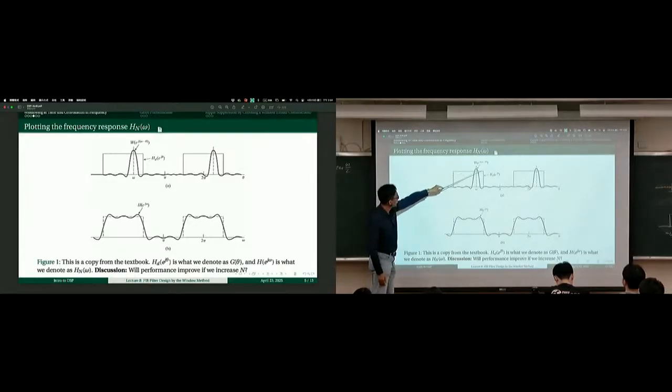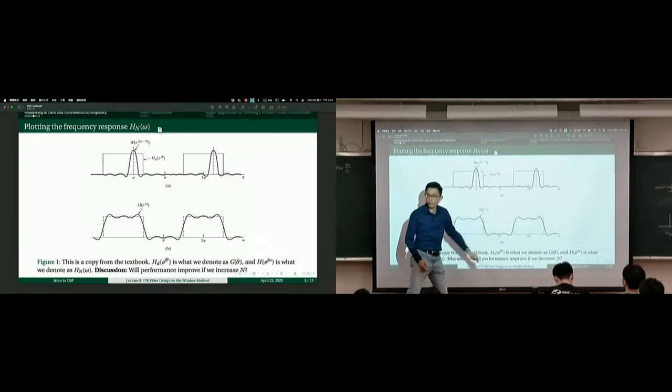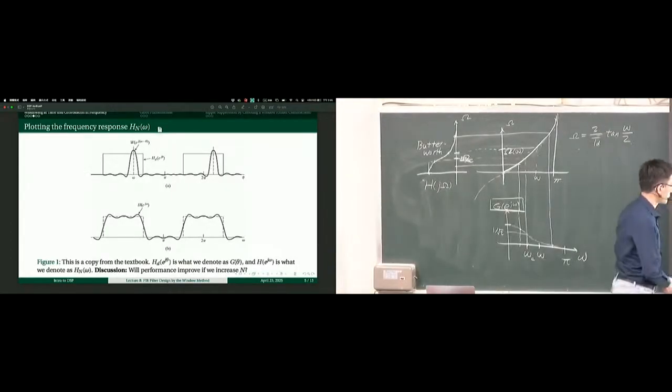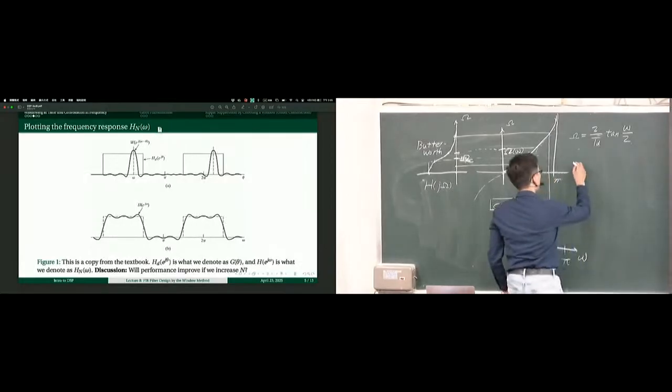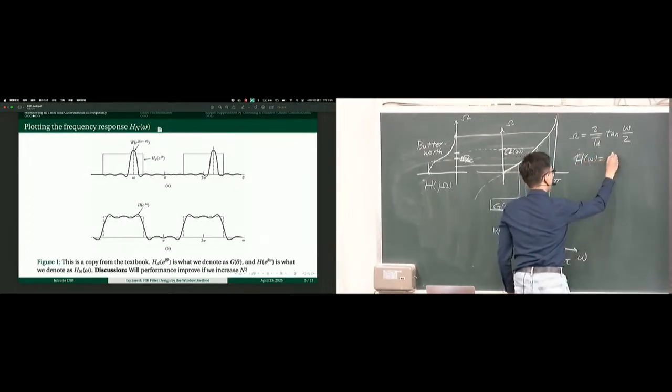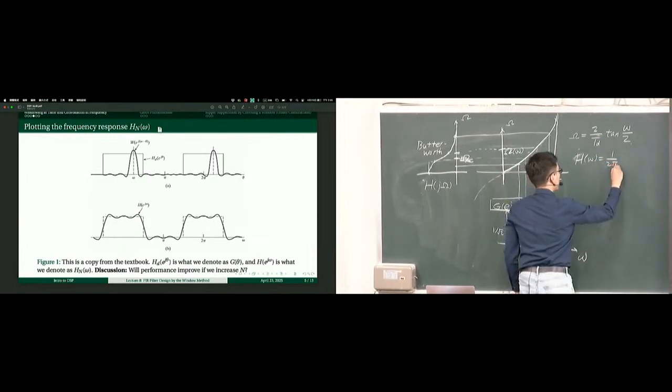This is the ideal response, which looks rectangular in the frequency domain. Theta is the frequency variable. So let's rewrite. Here, my notation is a bit different. So my notation is H of omega equals 1 over 2 pi.